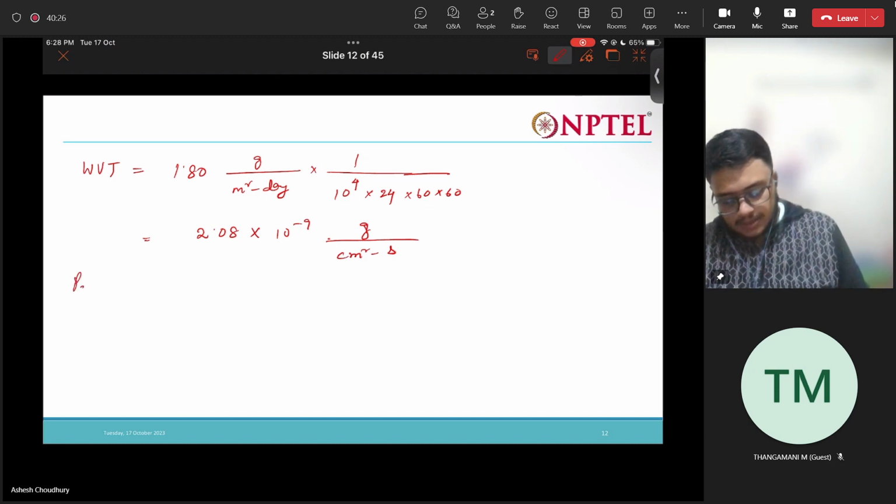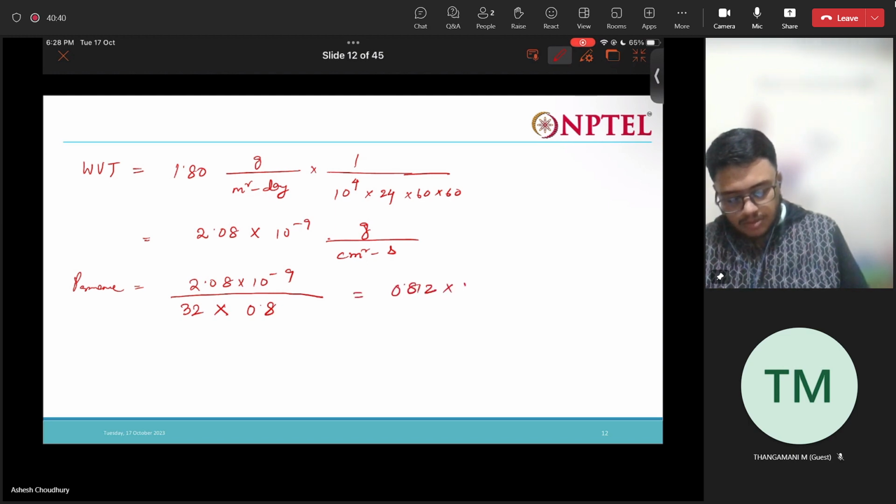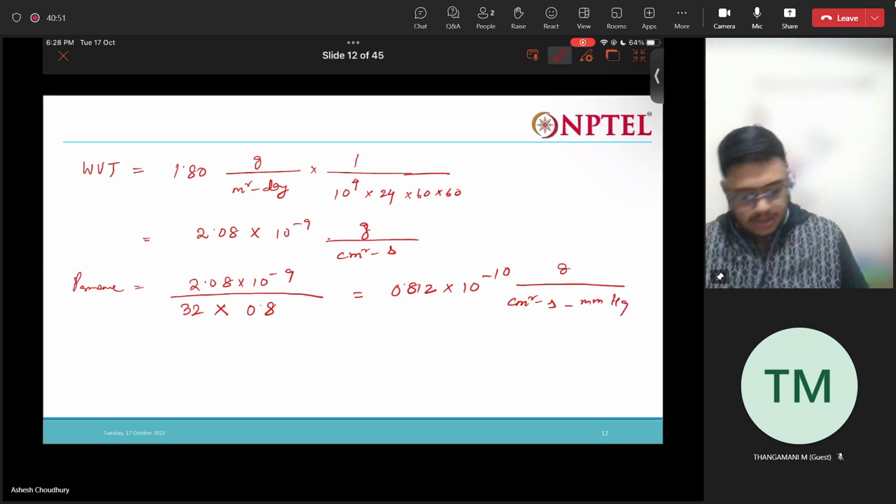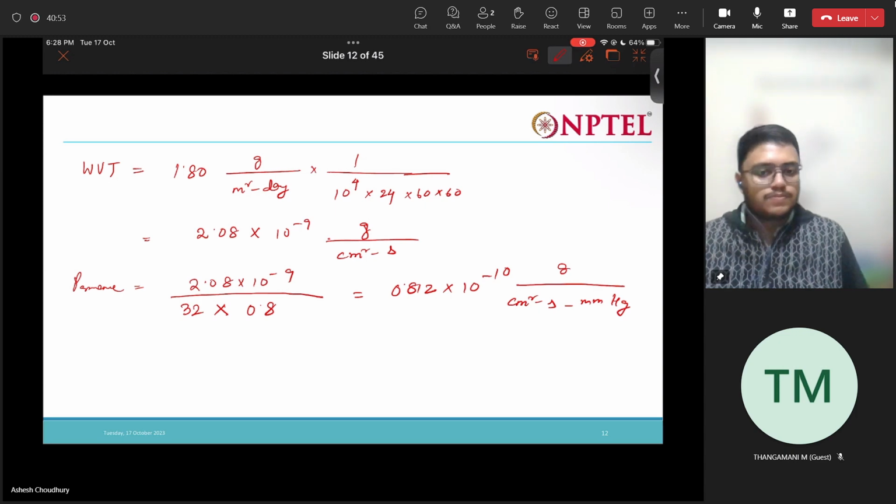Next is permeance. 2.08 into 10 to the power minus 9 by 32 into 0.8. So it will come out as 0.812 into 10 to the power minus 10. The unit will be gram per centimeter square second, same, just per mmHg. This will come.